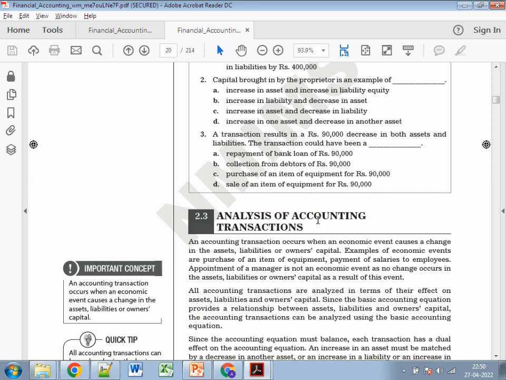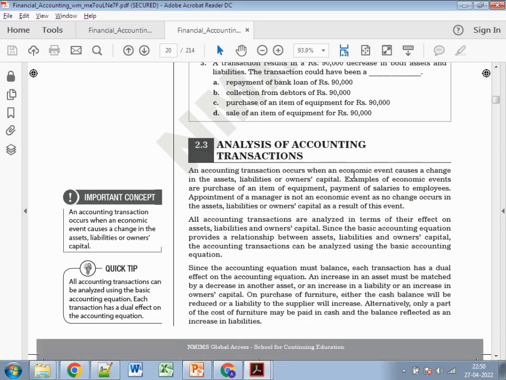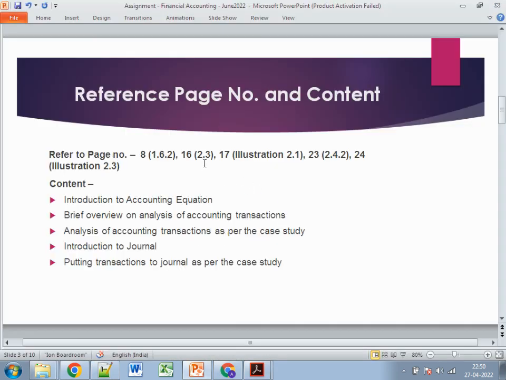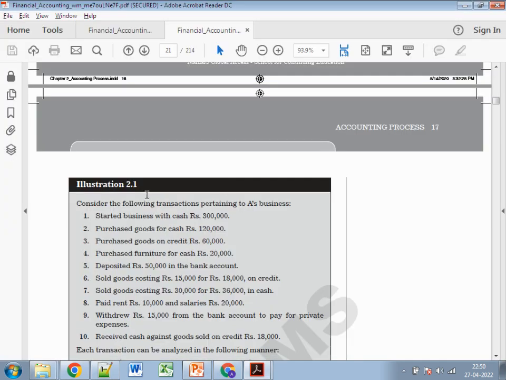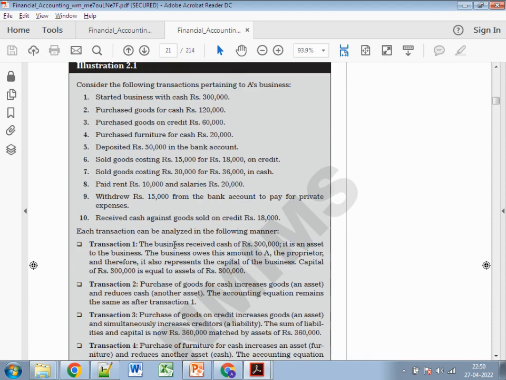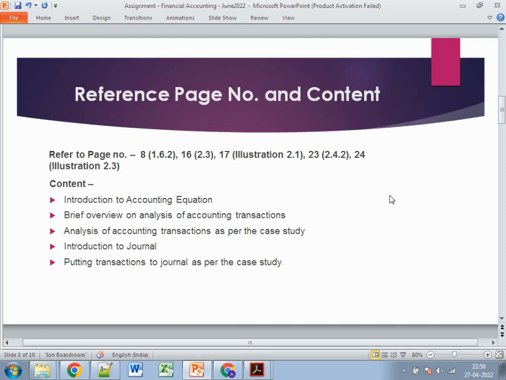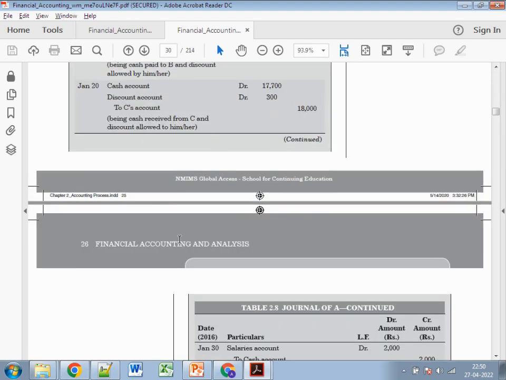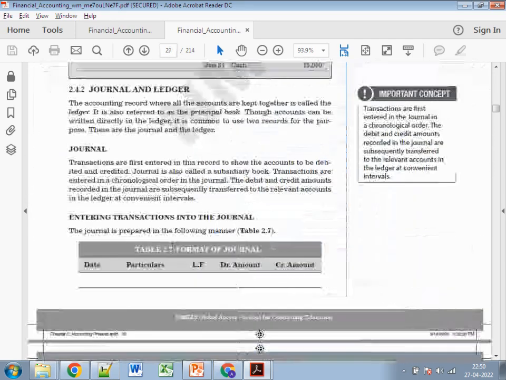Okay. So here it's the analysis of accounting transactions. You can just go through this content and frame it in your own words. And after that, on page number 17, it's an illustration. Most of the stuff being asked in the question, you can refer to this illustration so that you can explain the transaction. Then going to page number 23.